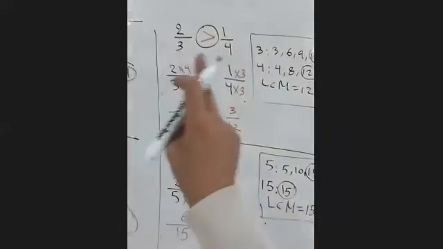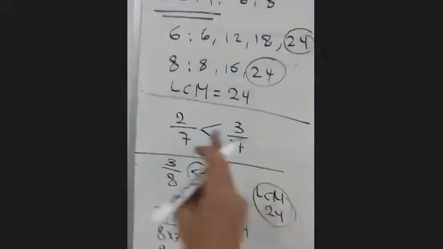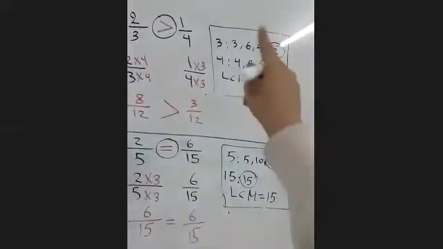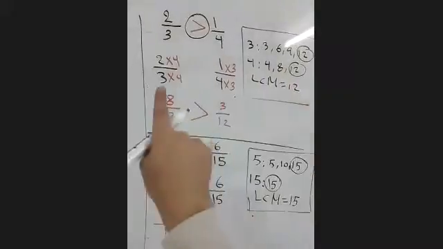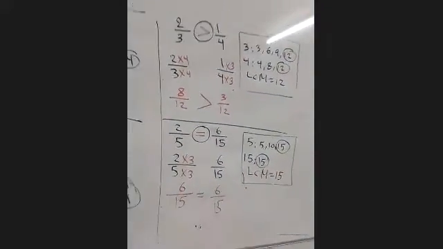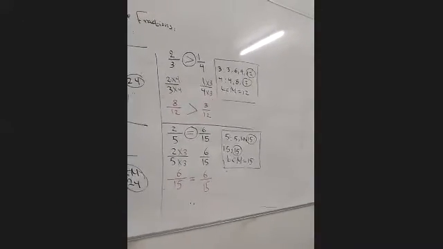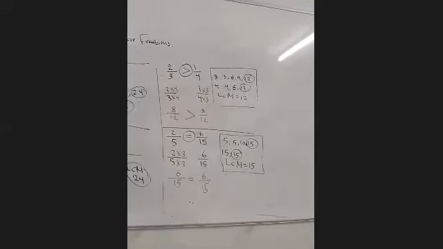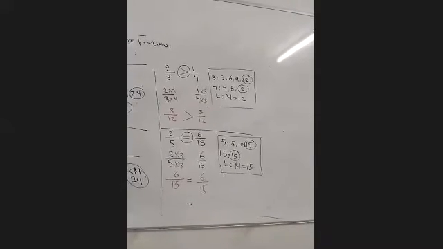So this is how we compare fractions, guys. We take a look at the denominators. If they are equal, we compare directly. If they are not equal, we take the denominators aside, find the least common multiple, turn them into the least common multiple, then compare. Any questions? Any questions about how we compare two fractions?